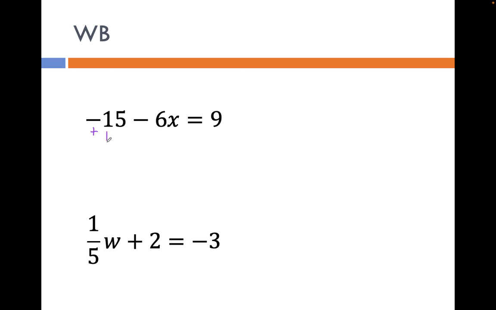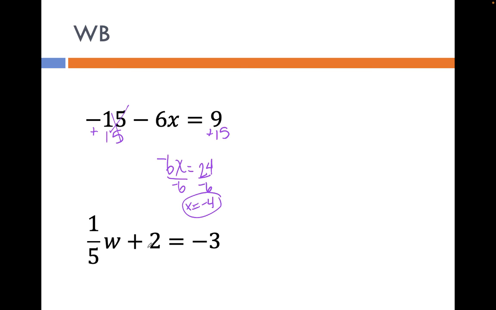In this first example, you would add 15 to both sides because a negative 15 and a plus 15 gives us 0. And we bring down the negative 6x, and 9 plus 15 is 24, and divide both sides by negative 6, giving us x equals negative 4.